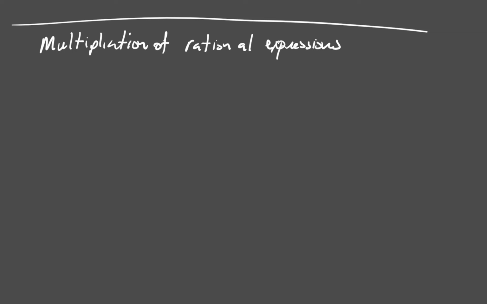Okay, let's do a short video on multiplying rational expressions where it's just a monomial on the top and the bottom of the expressions. So, rational expressions, and our form is going to be monomial over monomial times monomial over monomial.